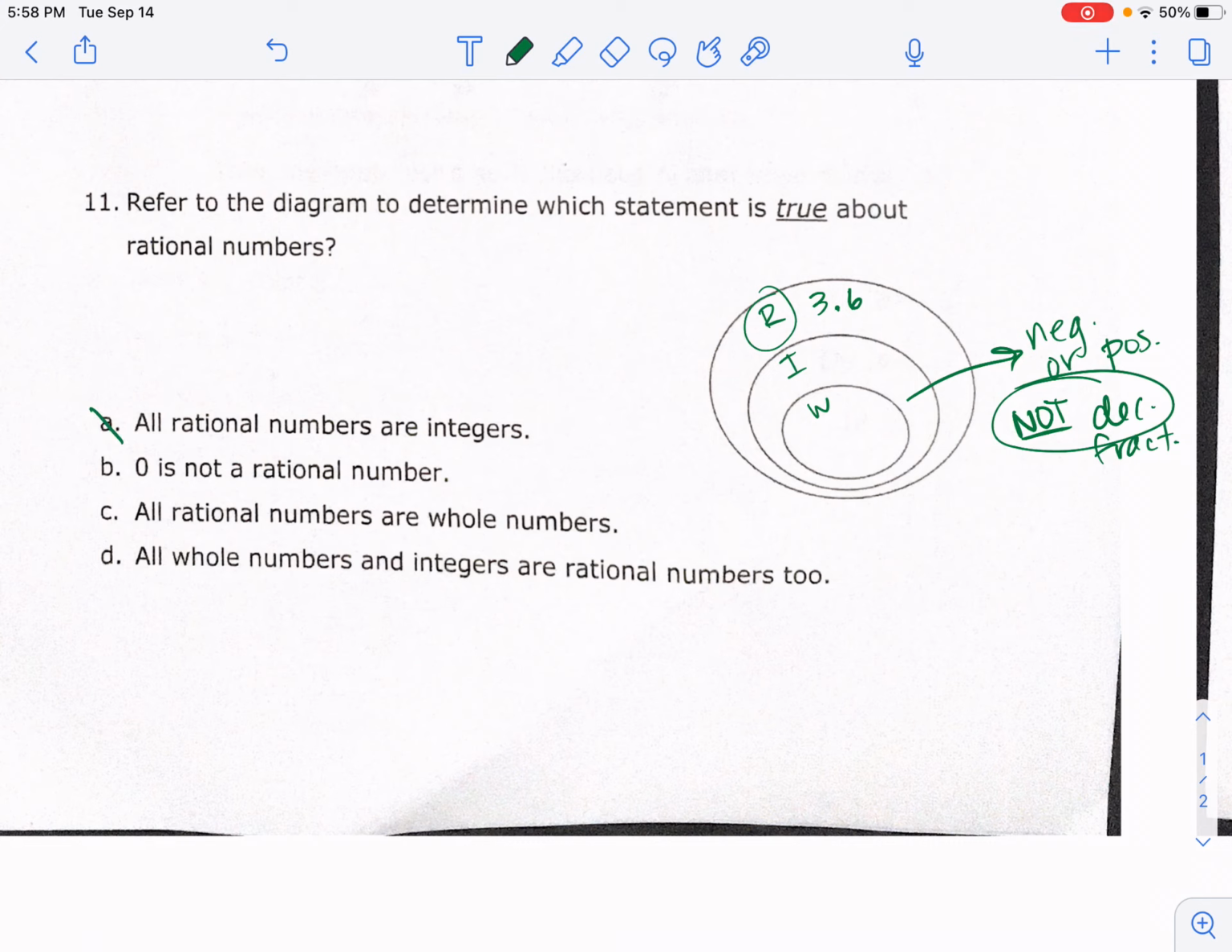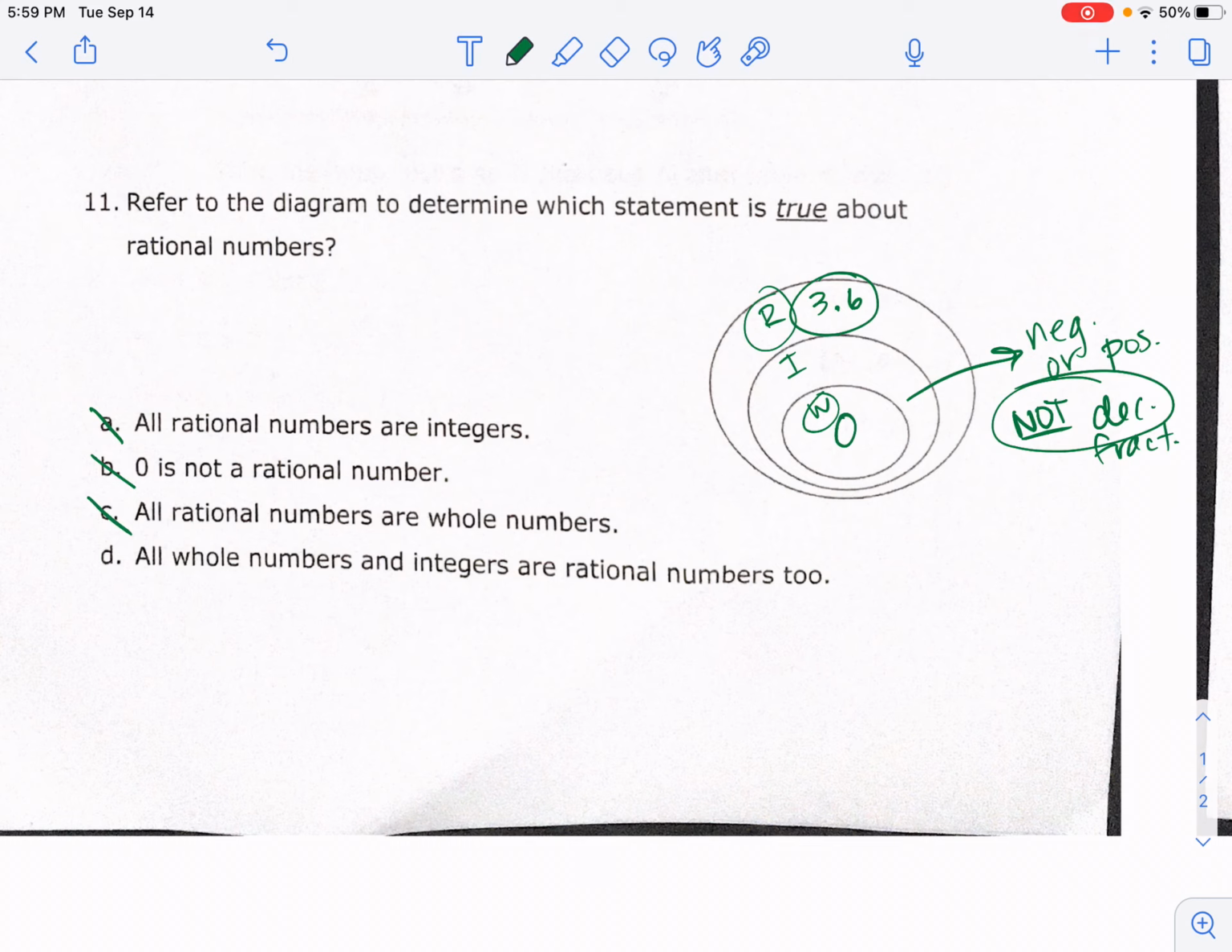0 is not a rational number. 0 is everything. It's in the whole numbers. The only thing it's not is something called a natural number. 0 is not a natural number, but that's not in our diagram that we use, so don't worry about that. All rational numbers are whole numbers. Again, we just talked about that. This is a rational number, but it's not a whole number. Whole numbers cannot have decimals or fractions, and they can only be positive. So 0 is a rational number. All rational numbers are whole numbers. Nope, we talked about that one.